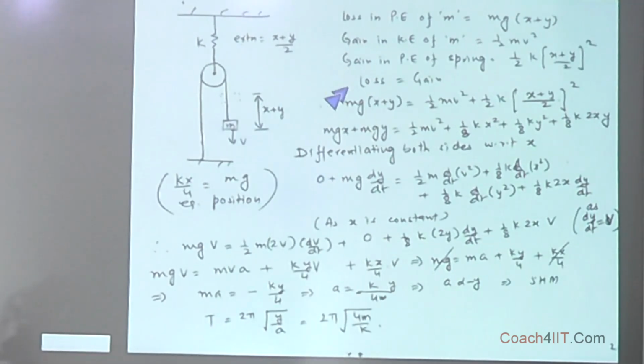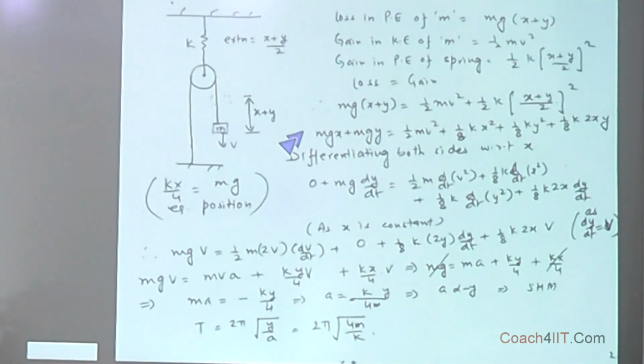Now we know that because there are no dissipative forces, there is no friction, etc., the oscillations are not damped. So all the losses are equal to the gains as far as energy is concerned. The loss we have kept on one side, that is mg(x plus y), which is the only loss. And on the other side we have the gains, that is the kinetic energy gained by the block, and this is the potential energy gained by the spring.